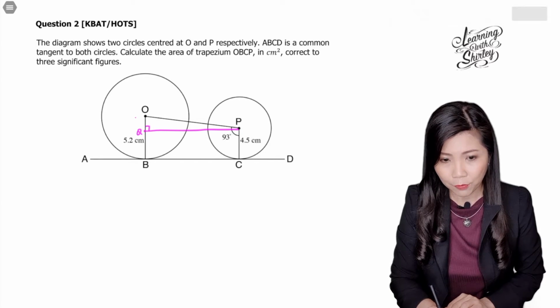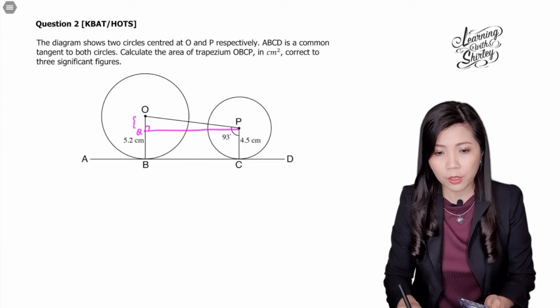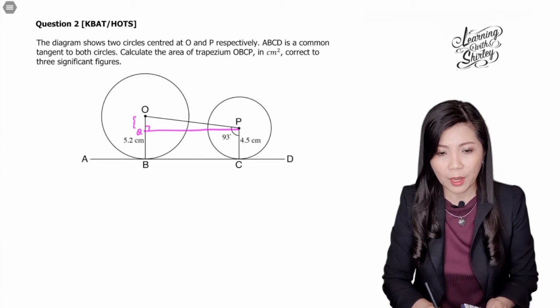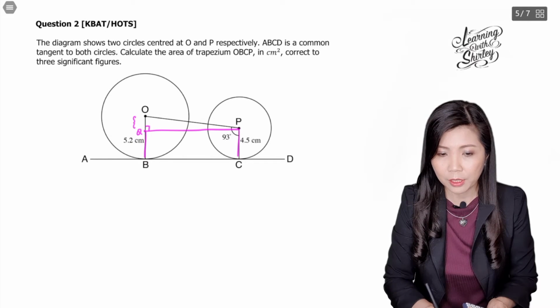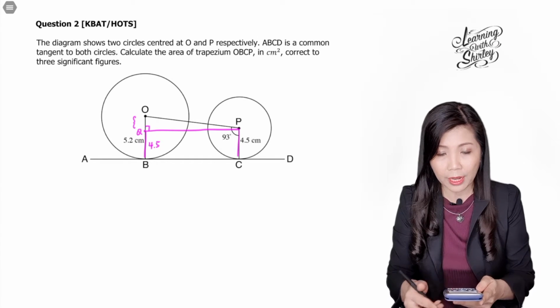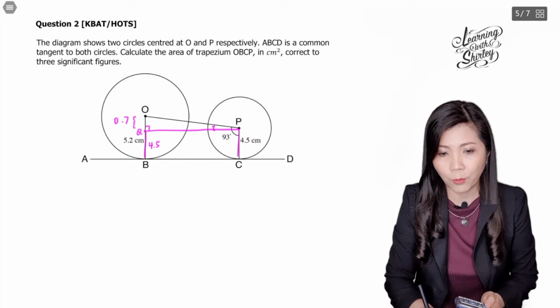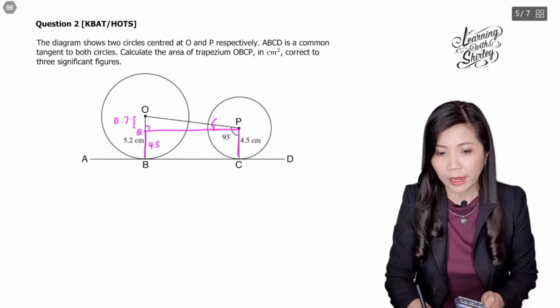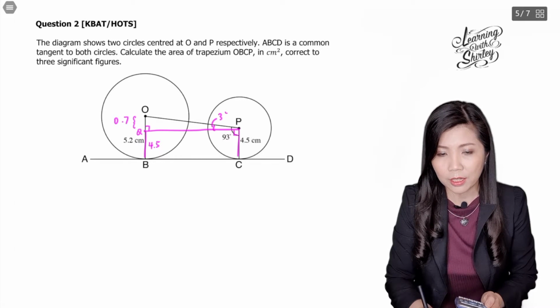For this, I'm going to find the length of OQ first. For OQ, I'm going to use 5.2 minus 4.5, because PC is 4.5, therefore QB is also 4.5. So 5.2 minus 4.5 will get 0.7. So here is 0.7. Next I'm going to find what this angle is. Since this is a rectangle, here must be 90 degrees. So 93 minus 90 is 3 degrees.